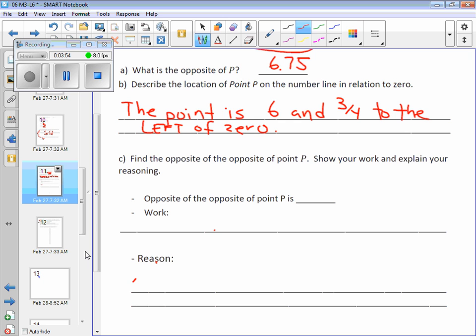Opposite of opposite is what? Negative. You're right back to where you started with the original number.